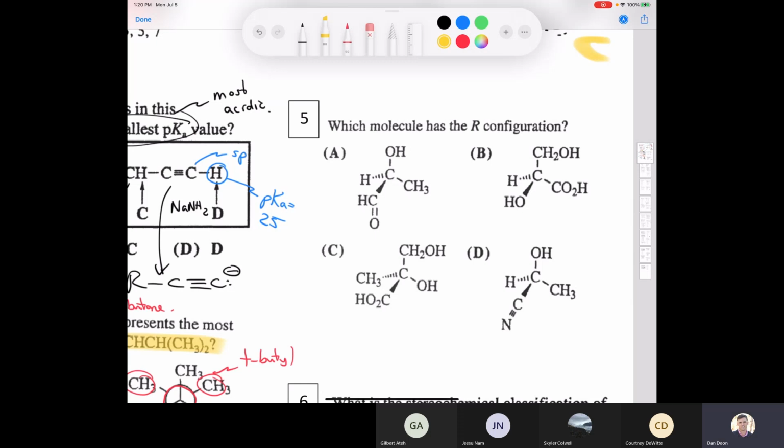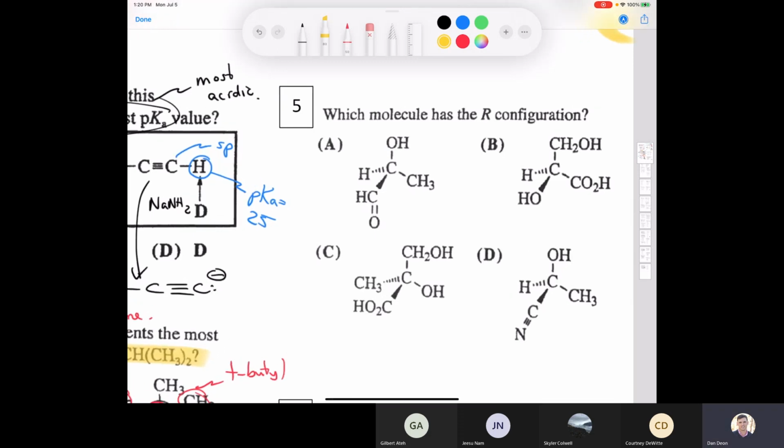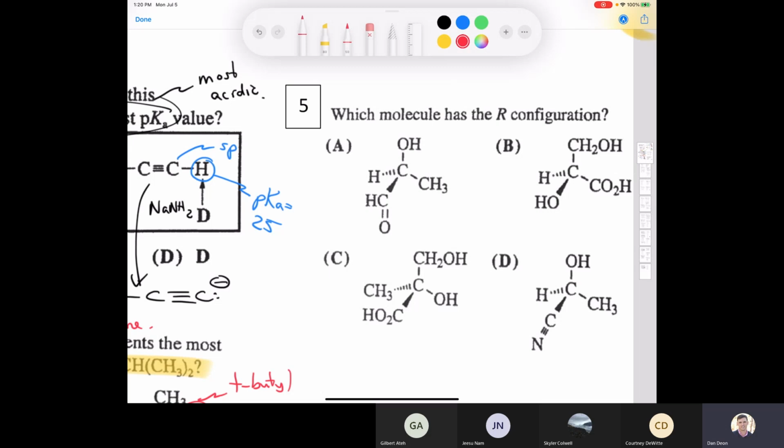All right. Somebody says C, I think. Well, let's take a look. We'll start with A. I'm going to go a little bit fast here. So in A, the oxygen has first priority. Hydrogen is the loser. This carbon is attached to 2 oxygens, and this one is attached to 3 hydrogens. So there we go.